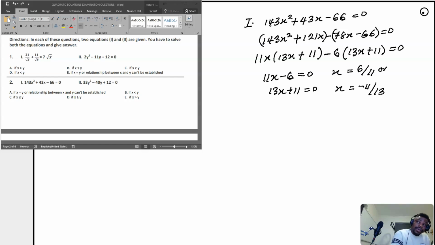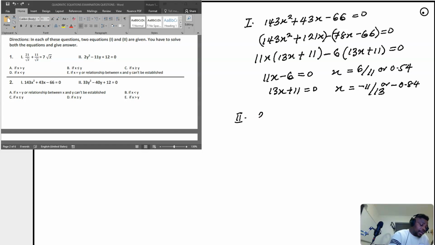Okay, let's put this one in decimal so we can actually see the figure. 6 divided by 11. So this is 0.54. This is minus 11 divided by 13. That is minus 0.84. That is for the first one. Now, let's do the second one.